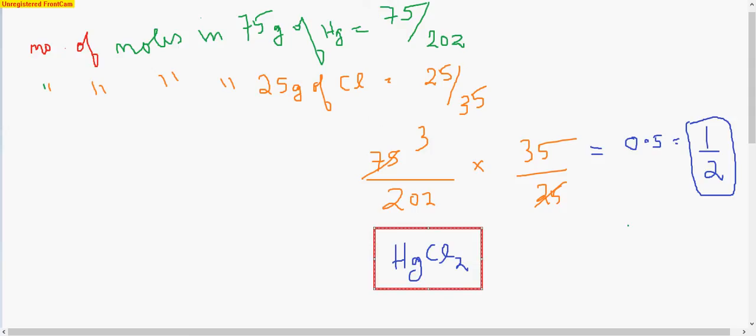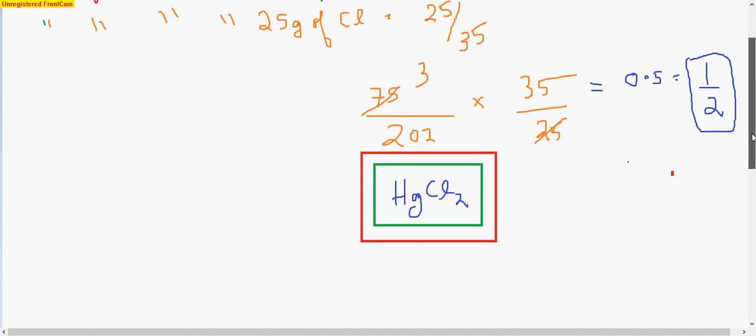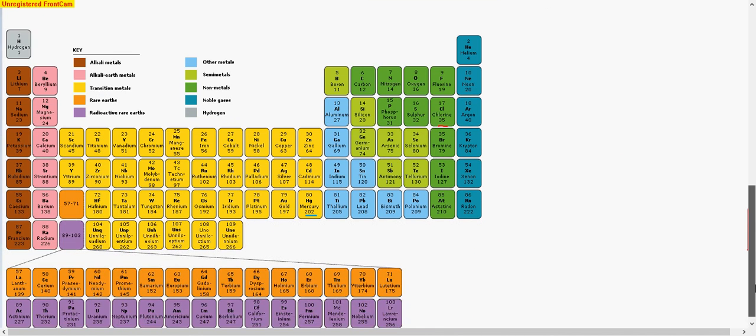I'll put it in a box. Okay, HgCl2, you can get that from the ratio, right? 1:2. So that's how you do a problem like this, and we'll do some more problems like this in the next videos.